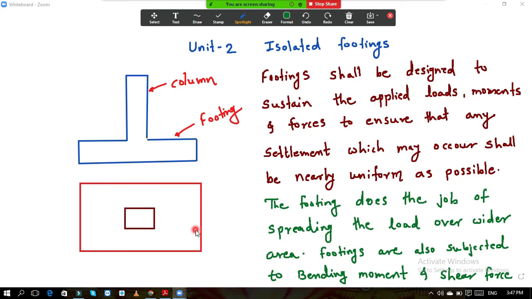So now in this unit we are going to study the design of isolated footings. The footings are the main thing which I want to tell you here. Failure of footings. Why is there a failure of the footing?